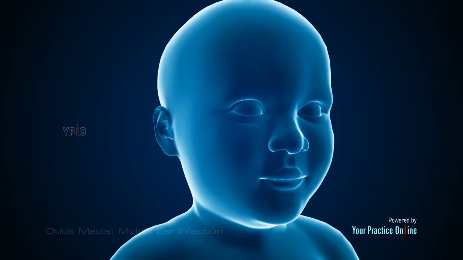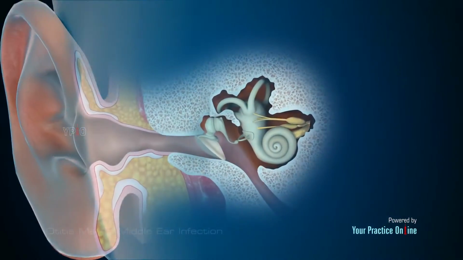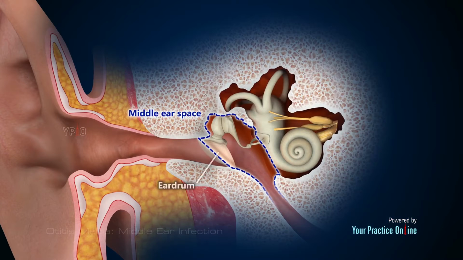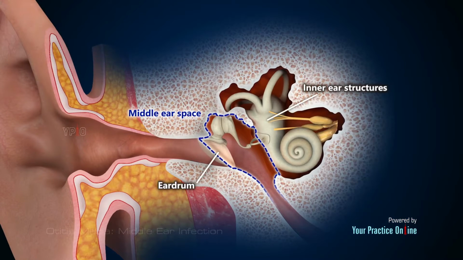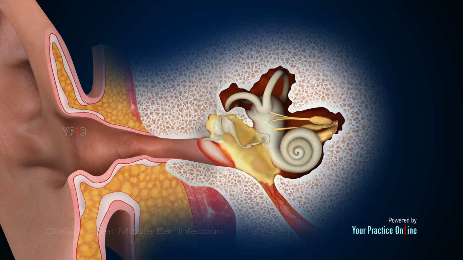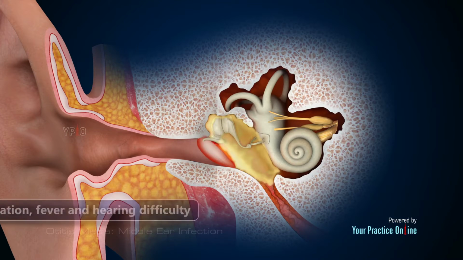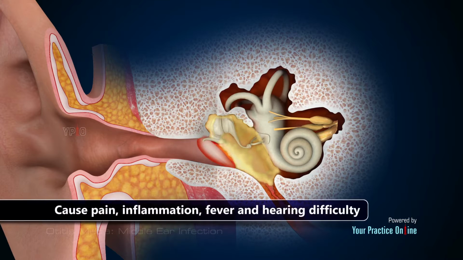Introduction. Otitis media is an inflammatory condition of the middle ear space, the part of the ear between the eardrum at the end of the ear canal and the inner ear structures. It may be associated with a middle ear infection, which can cause pain, inflammation, fever, and hearing difficulty. This condition can occur at any age. However, it is very common in children around the time they enter daycare or school.